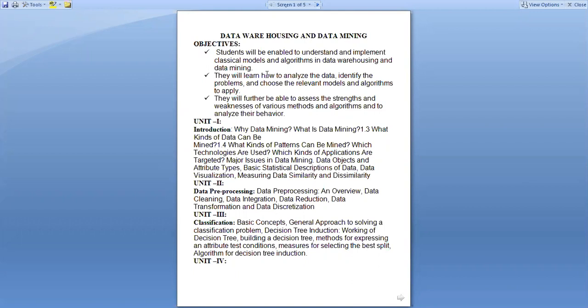As well as that, you have to cover classification basic concepts: the general approach of solving a classification problem, decision tree induction, working of decision tree, building of decision tree, and methods for expressing attribute test conditions. You also have the best split algorithm and decision tree induction. How to measure decision tree induction, you have to represent it. These are the concepts to complete in classification basic concepts as well as advanced concepts.